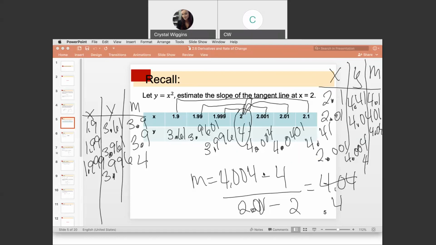So we can see as the slopes get closer and closer to the point in question, which is (2, 4), we are approaching 4. And the same is true when we approach from the right side. And analytically, we learned that that means we should estimate the slope of the tangent line to be 4.